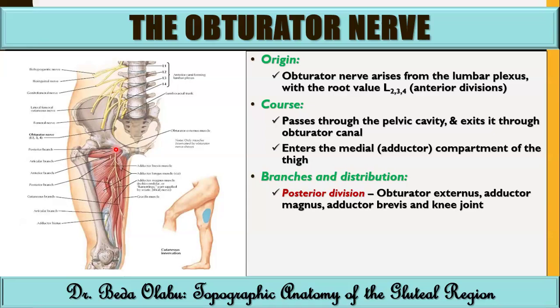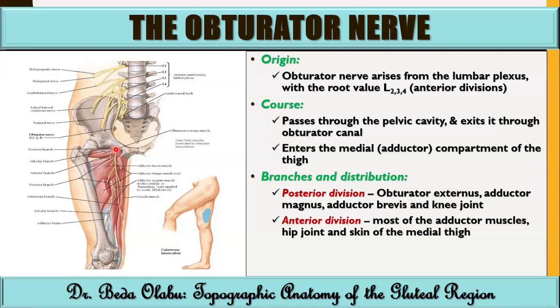The posterior division goes to those muscles: obturator externus, adductor magnus, adductor brevis, and sends a sensory branch to the knee joint. That's an articular branch. The anterior division, on the other hand, supplies most of the other adductor muscles. So adductor longus, again, it also supplies the adductor brevis. So adductor brevis receives twice, both from anterior and posterior division.